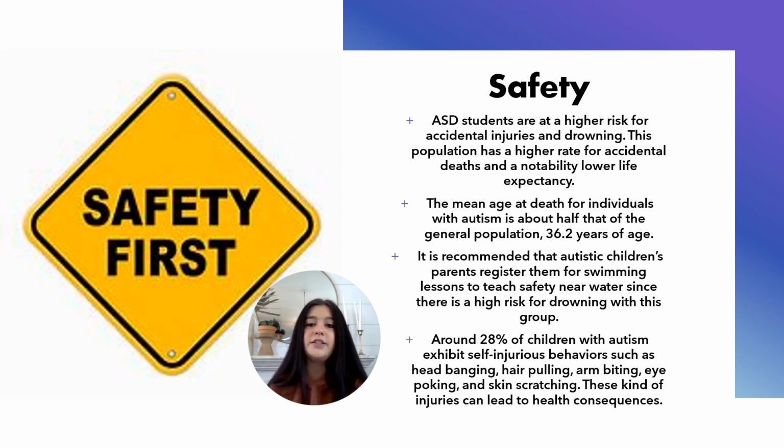Safety. ASD students are at a higher risk for accidental injuries and drowning. This population has a higher rate of accidental deaths and a notably lower life expectancy. The mean age at death for individuals with autism is about half that of the general population, which is 36.2. It is recommended that autistic children's parents register them for swimming lessons to teach safety near water, since there is a high risk for drowning with this group.